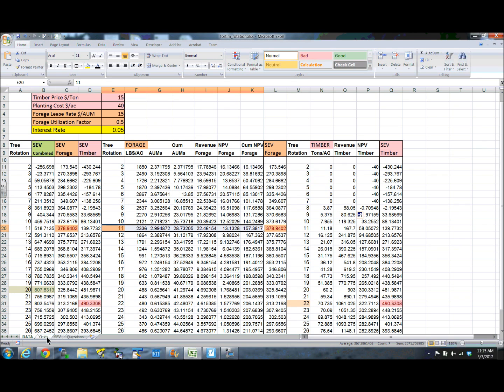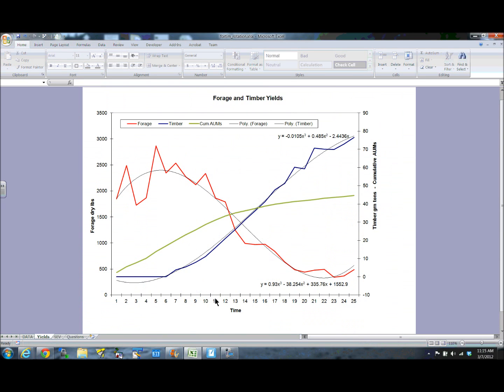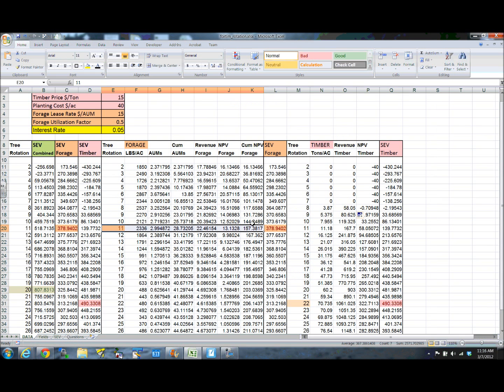And if you go back and look at the yield curve, that should make some sense, because age 11 is when we move from the high forage production to some significant shading effects, and we move there to lower forage production. So that makes some intuitive sense. Okay, so now we've got an SEV calculated for forage, and the forage production is tied to what's happening to the trees. We've got an SEV calculation from trees, which is the same as it was before.